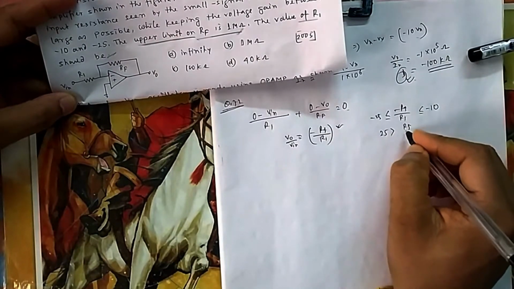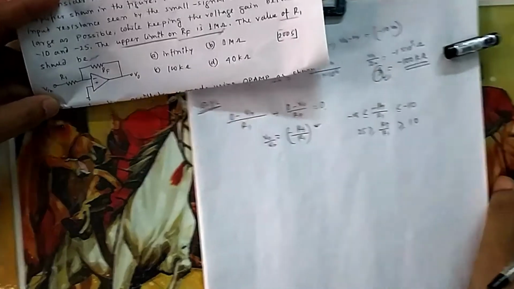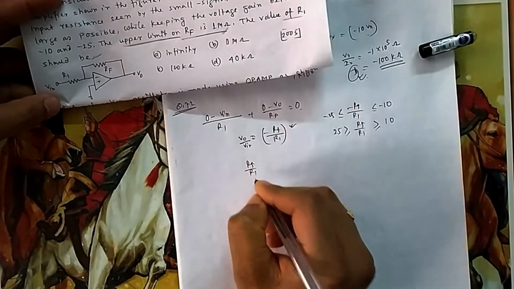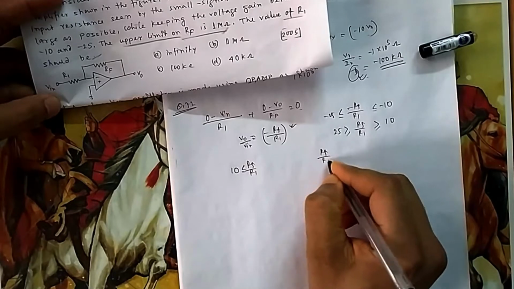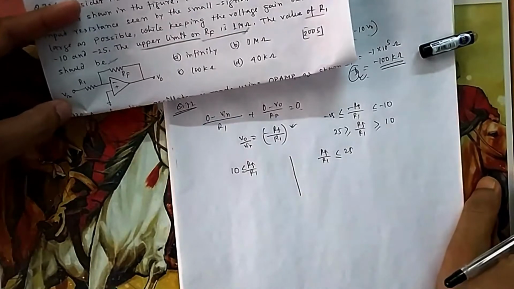So it will be RF by R1 and then 10. It can be equal to also. Okay. Now you think one by one. One condition is given: RF by R1 should be greater than 10, and another is given: RF by R1 should be less than 25. These two different conditions are given.